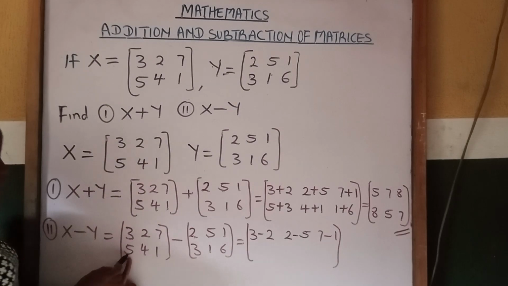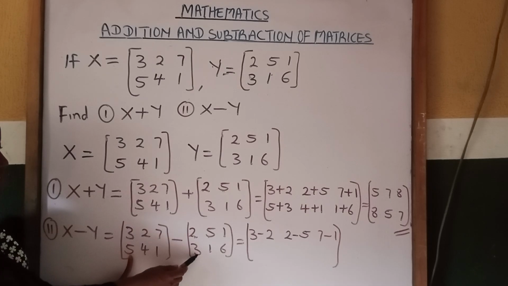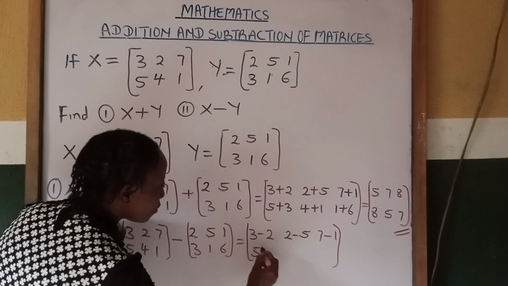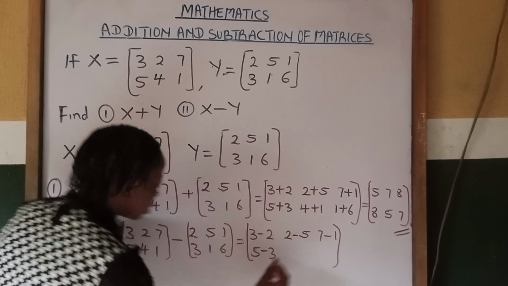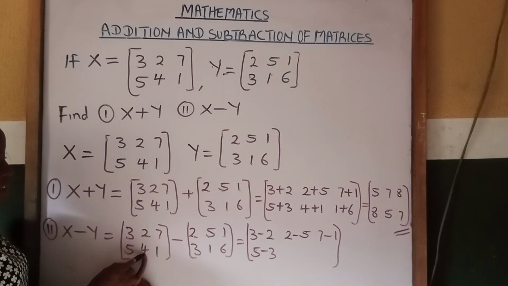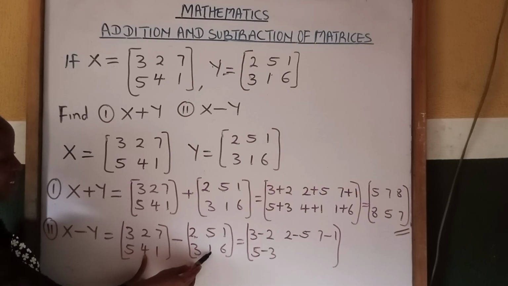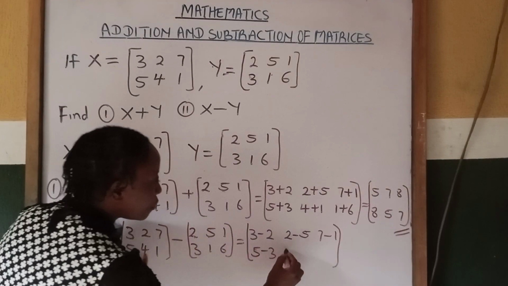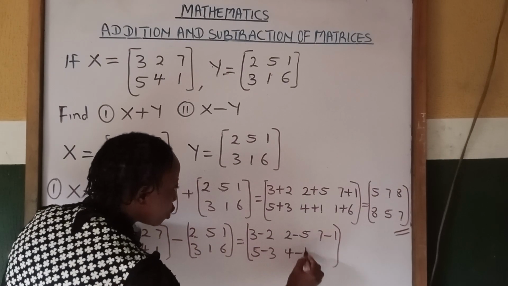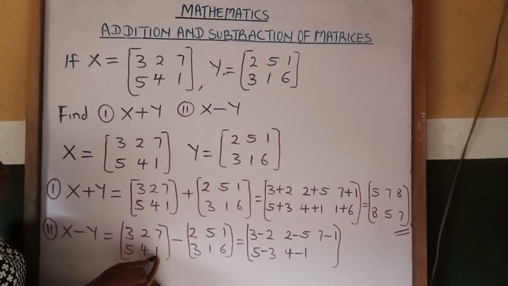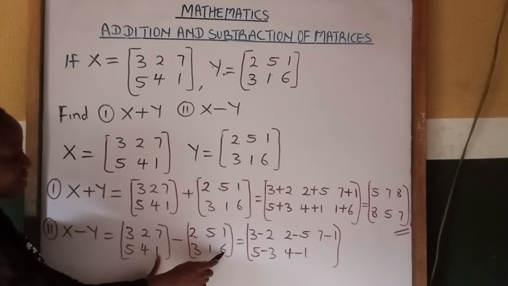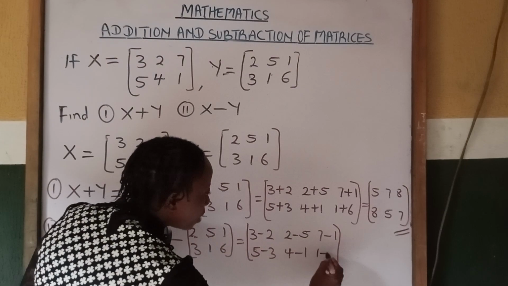Then let's move to the second row. The first element here is 5, the first element here is 3, so that is 5 minus 3. The second element here is 4 and the second element here is 1, that will be 4 minus 1. The third element here is 1, minus the third element here, 6. That is 1 minus 6.